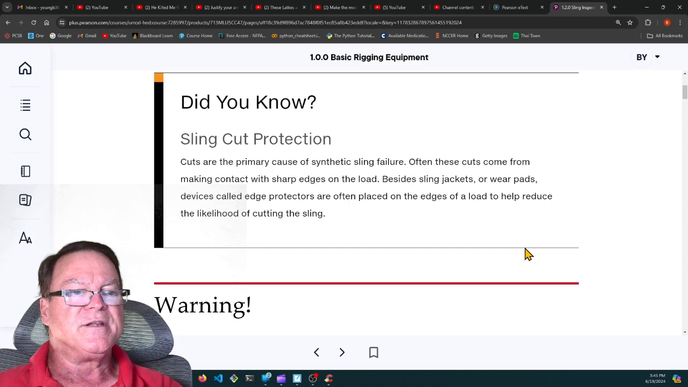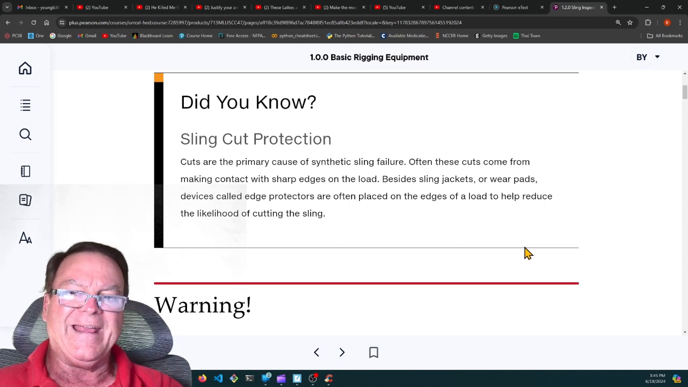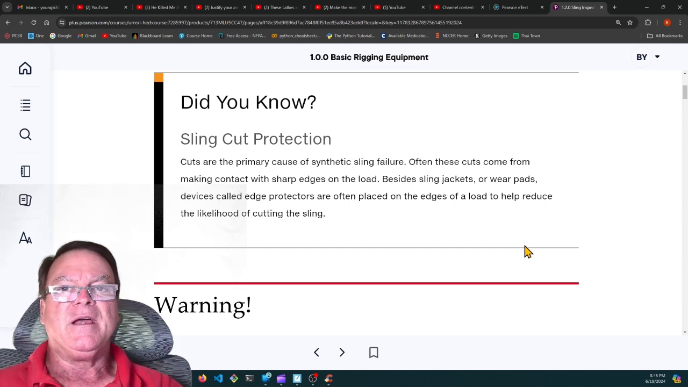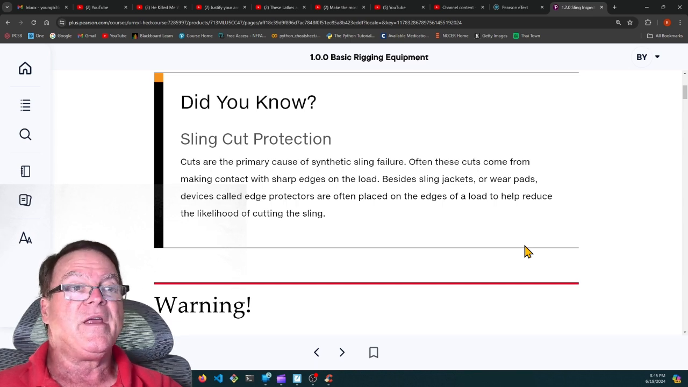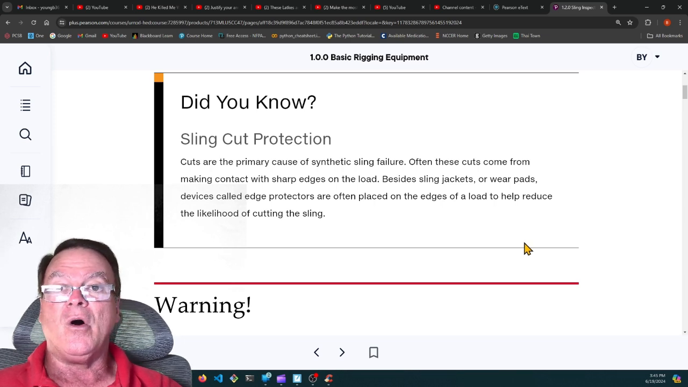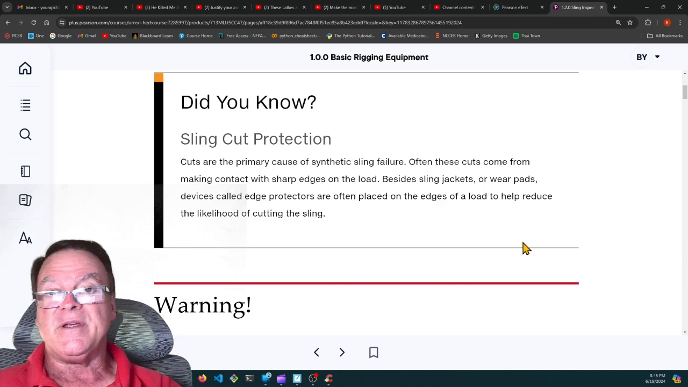So before every use, someone's going to take a look at that sling. It might be you. You don't have to be a qualified person or a competent person to look at the sling and just look for damage. If anything stands out, you need to take the sling to a qualified person and let them make the call whether that sling can be used or not.